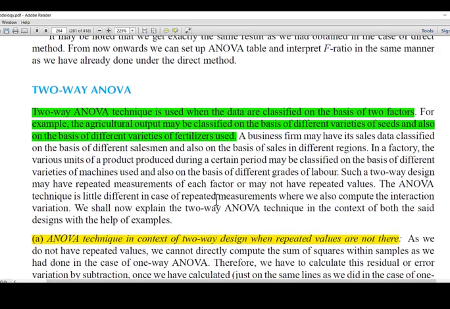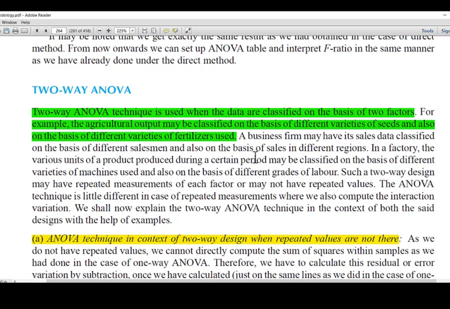Then coming to two-way ANOVA. Two-way ANOVA technique is used when the data are classified on the basis of two factors. For example, the agricultural output may be classified on the basis of different varieties of seeds and also on the basis of different varieties of fertilizers used. That means one factor is varieties of seeds and another factor is varieties of fertilizers. So two factors are considered, and then it is called two-way ANOVA.